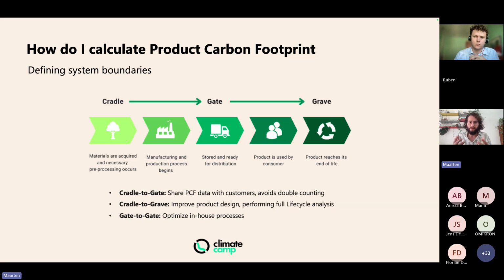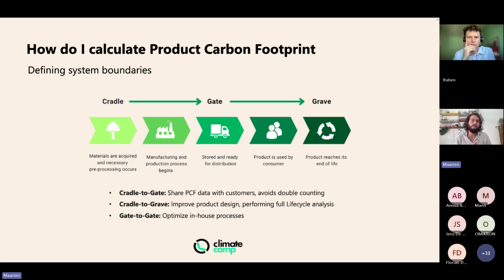Now, when we do PCF calculations, you need to ask yourself the question, what is the goal with the PCF I am trying to calculate? If the goal is to share PCF data with your customers who are asking for it, you should use cradle to gate. So from the raw material sourcing up until the point where your factory does its manufacturing or processing, for example. Why? This will avoid double counting if people at later stages do PCF calculations as well. So it will improve the accuracy of the PCF.